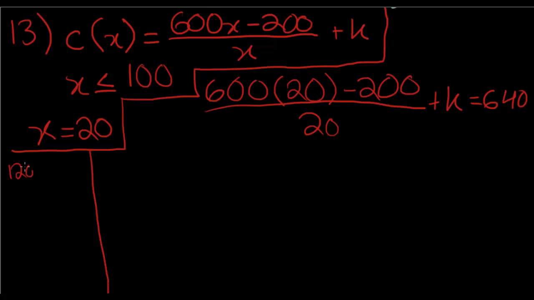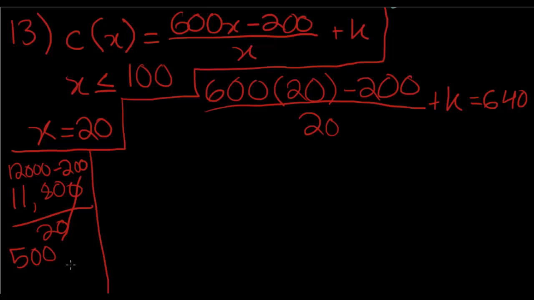So 12,000 minus 200. Now what does 12,000 minus 200 equal? Well, 11,800. That divided by 20 will be equal to, oh wait, no, I'm doing it wrong. Okay, cancel out the 0, and then 1180: 1,000 divided by 2 is 500, and 180 divided by 2 is 90. Therefore, that is equal to 590.